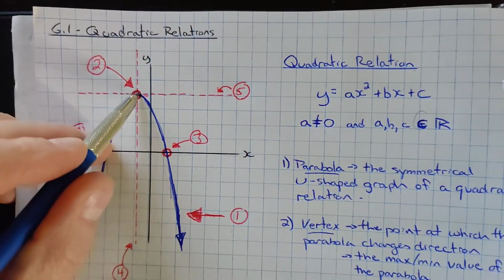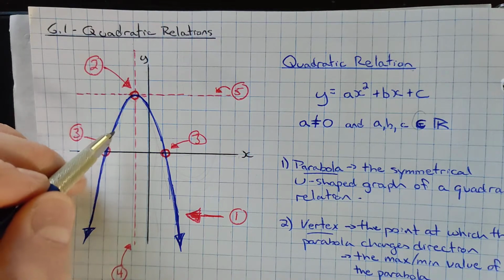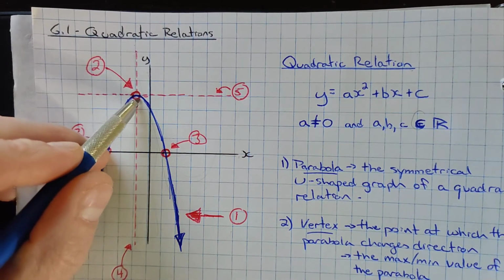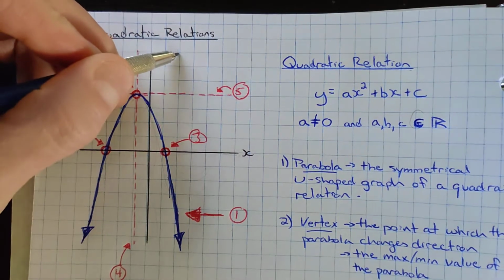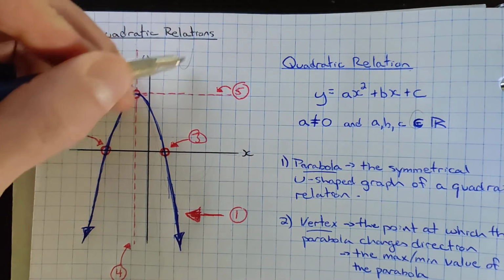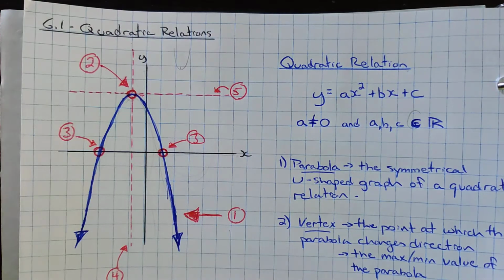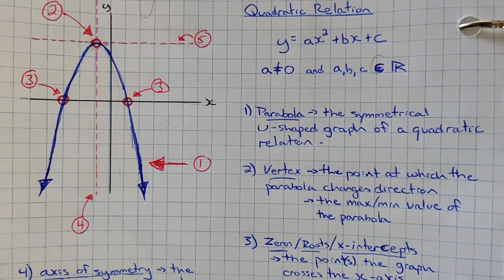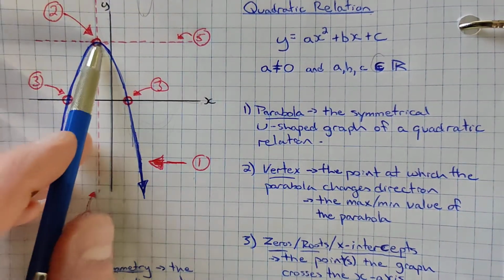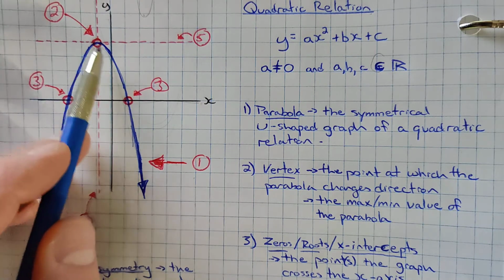Point number two is right here where you see the graph going up and then it changes and starts going back down. If it was opening upwards, it would be coming down and then change and go back up. It would be that point where it's changing. That point where the parabola changes direction is called the vertex. So when we're talking about the vertex, we're talking about the point where it changes direction.